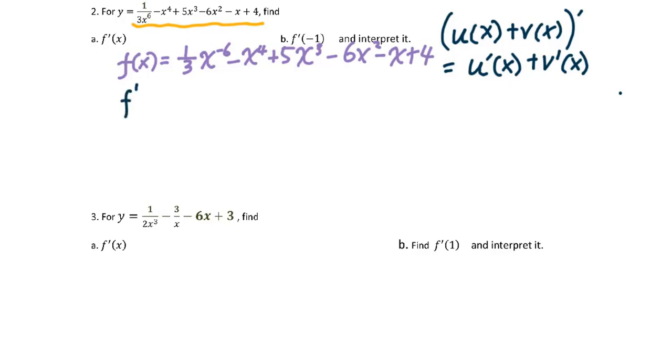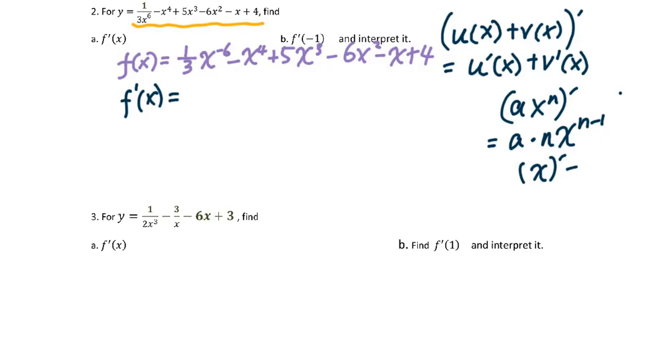Then the derivative equals, remember, drop down the exponent and minus 1. So this is a times n x to the n minus 1 power. The derivative for x will be 1. The derivative for a constant number is 0.